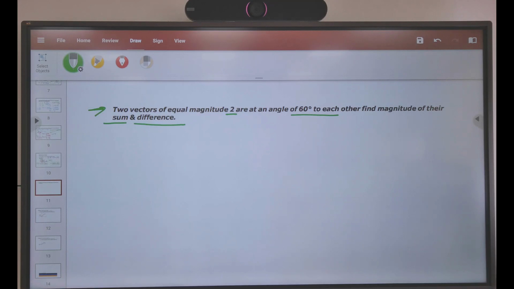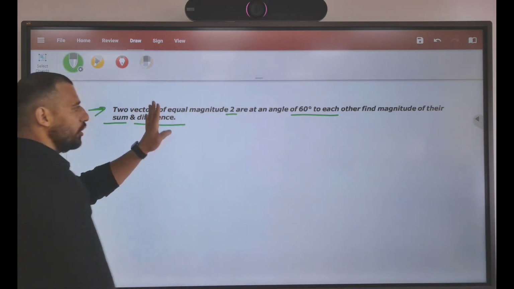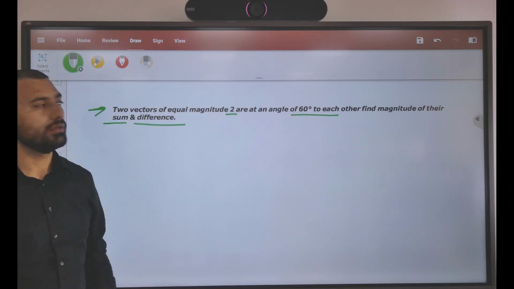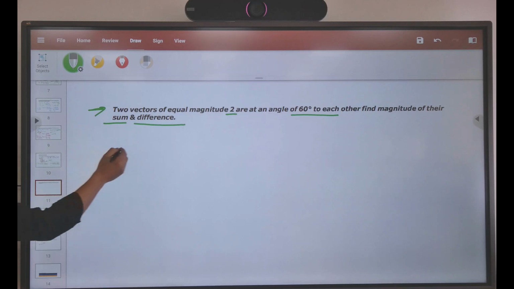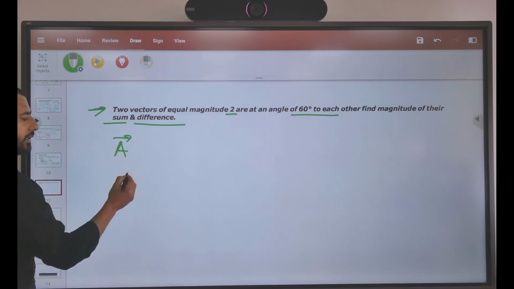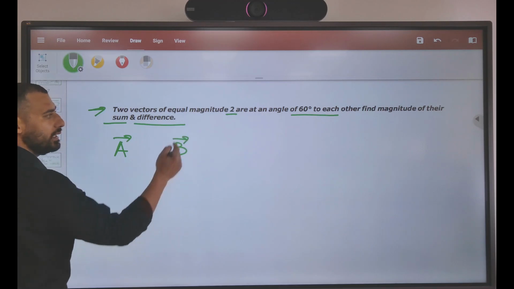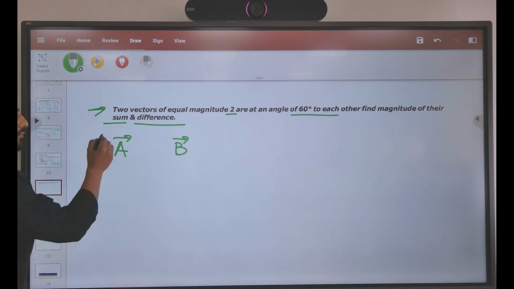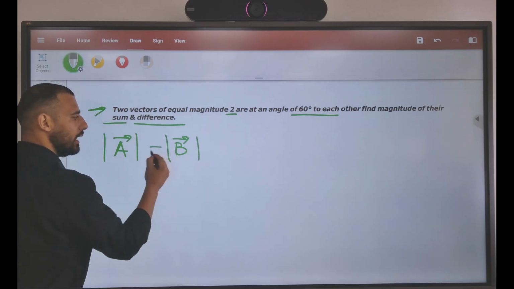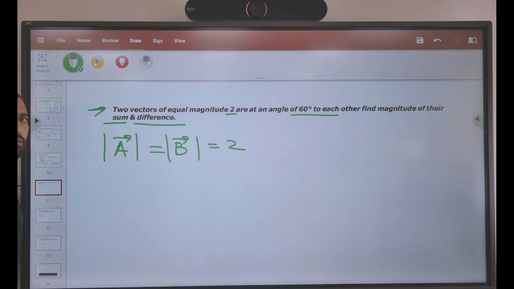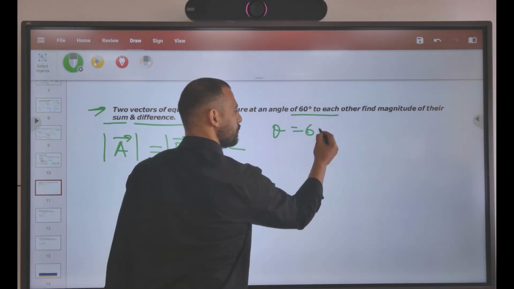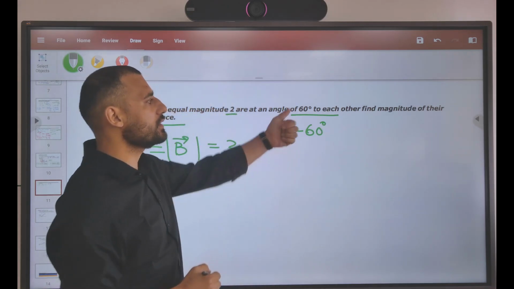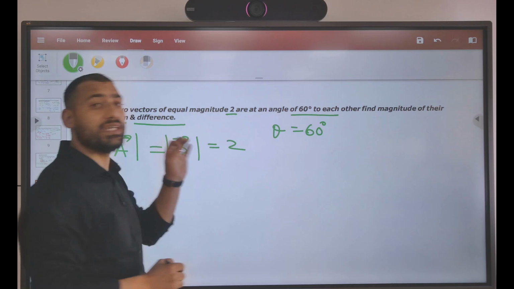Okay, let me give you an idea. The question is two vectors of equal magnitudes. The magnitude is 2. So there are two vectors. Say there is one vector A and the other vector is B. He's saying that the magnitudes are the same, so magnitude is equal to 2. The angle between the vectors is 60 degrees. So theta is equal to 60 degrees. What is the question? Find the magnitude of their sum.